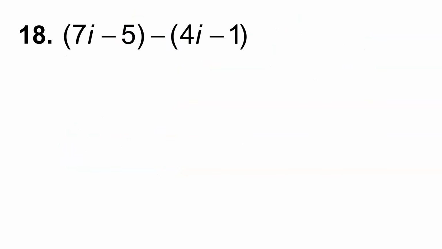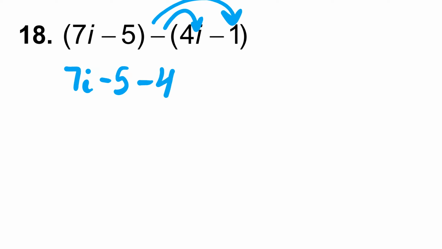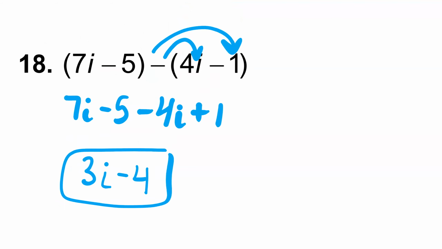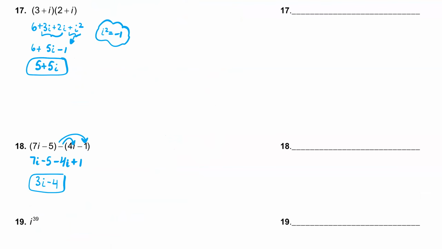Number 18, what do we do here? Because it's subtracting, we're going to distribute: 7i minus 5 minus 4i plus 1. We just have to combine like terms: 3i minus 4. The negative sign in between means we're subtracting these two terms, so I distribute the negative, then add them together and combine like terms. If there was no negative sign and I just had parentheses next to parentheses like I did in number 17, then you'd have to FOIL. But in number 18, there's a subtraction sign in between. Cool. All right. Questions before we go to 19?